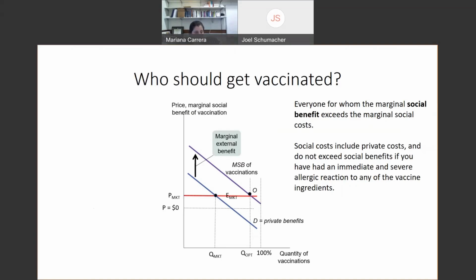So people who have had severe allergic reactions should certainly take pause and talk to their doctors about whether or not they should get vaccinated. They might be in this group here for whom even the societal benefits lie below the price of vaccination. But for most people, the social benefit of vaccination is above the cost. And so this optimal quantity here is much higher than the quantity we expect to get vaccinated in the market equilibrium if people face that $20 per dose cost on their own.